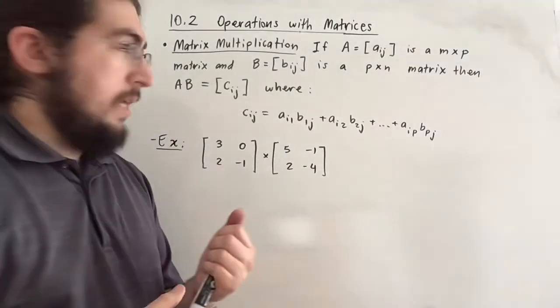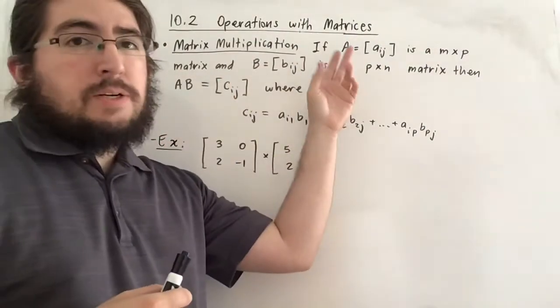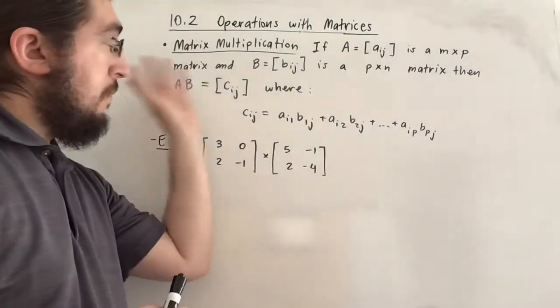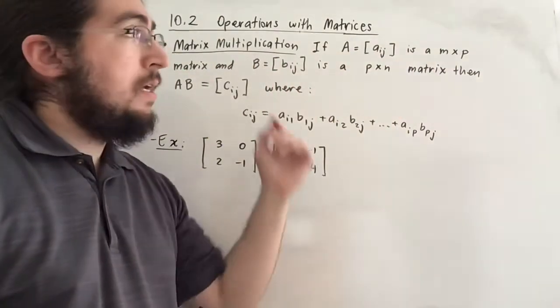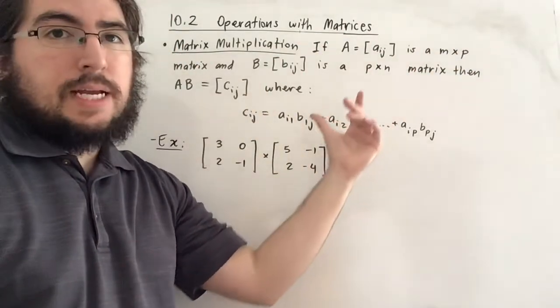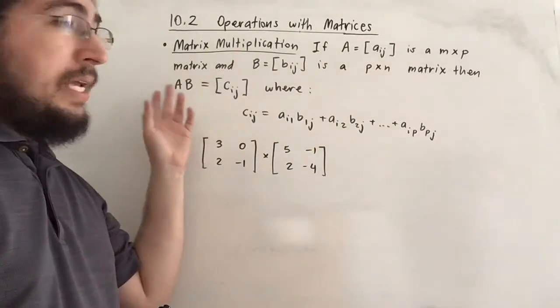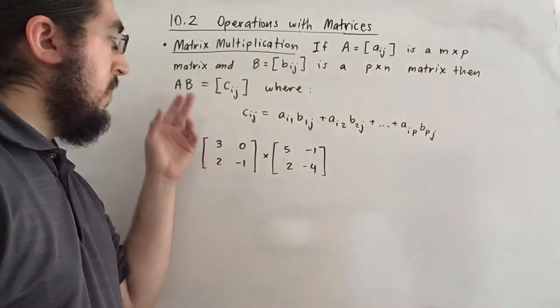Alright, so finally, here's matrix multiplication. We're going to let A be this matrix Aij, where it's an m by p matrix. We're going to let B be Bij, where it's a p by n matrix, so they're not the same dimension. But notice the column dimension of the first is equal to the row dimension of the second, so keep that in mind.